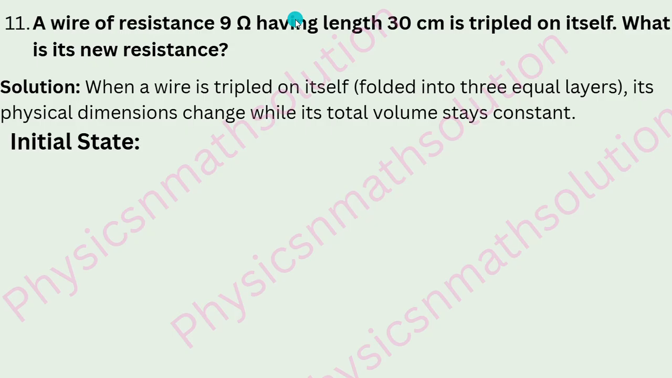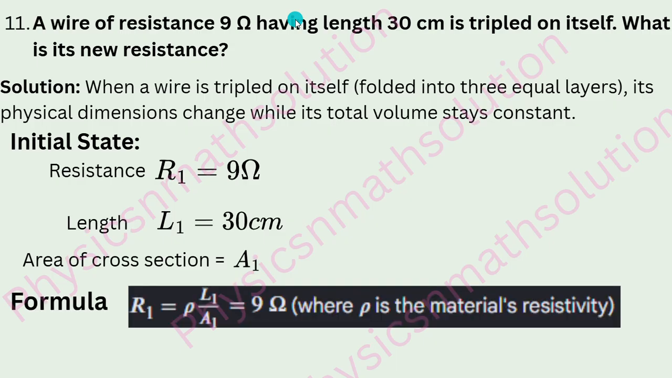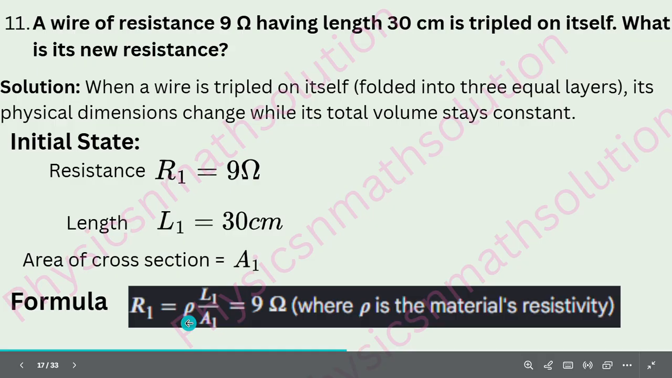Okay, now in the initial state, what is given to us? We have the resistance, so we can write resistance as R1 equals 9 ohm, length as L1 equals 30 centimeter, and the area of cross section we will assume as capital A1. Okay, now which formula will we use here? We will use the formula R1 equals rho L1 upon A1. This formula we will use to find the new resistance. Okay, R1 is the initial resistance, which is given as 9 ohm. What is rho here? Rho is the resistivity of the material of the wire.